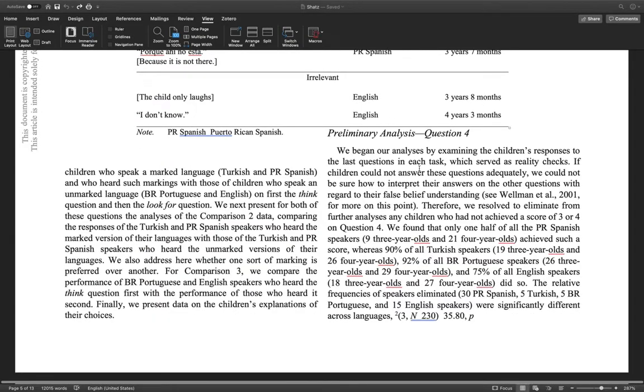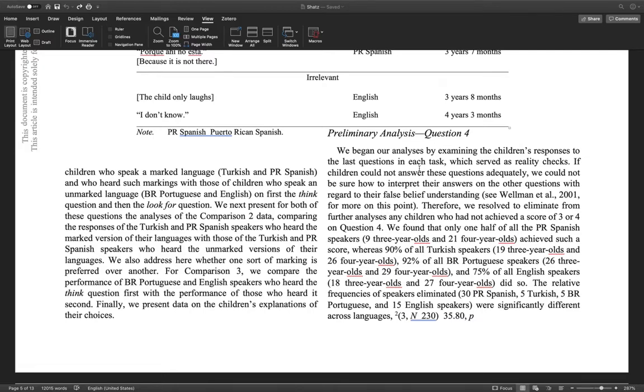Okay. We began our analysis by examining the children's responses to the last question in each task, which served as reality checks. Now, this question is important. For me, if kids actually did poorly on this question, I'm removing their data, which is going to be a hard sell for this group because it was hard to get their data across all these different contexts and countries.